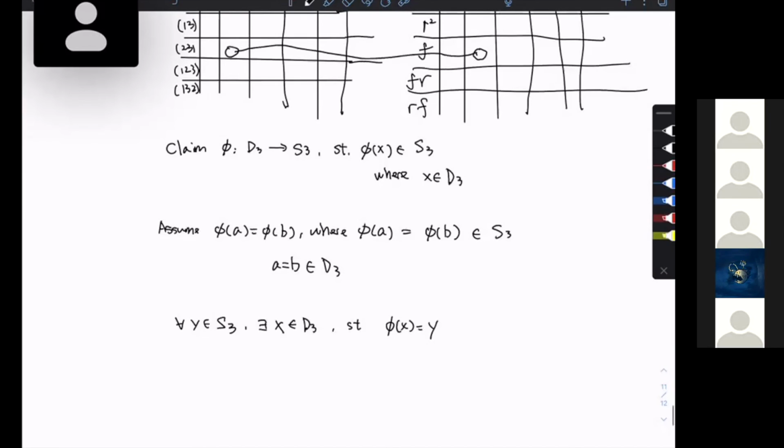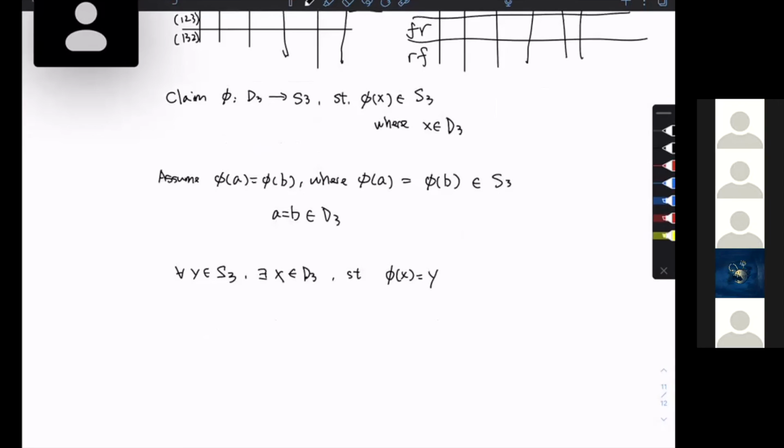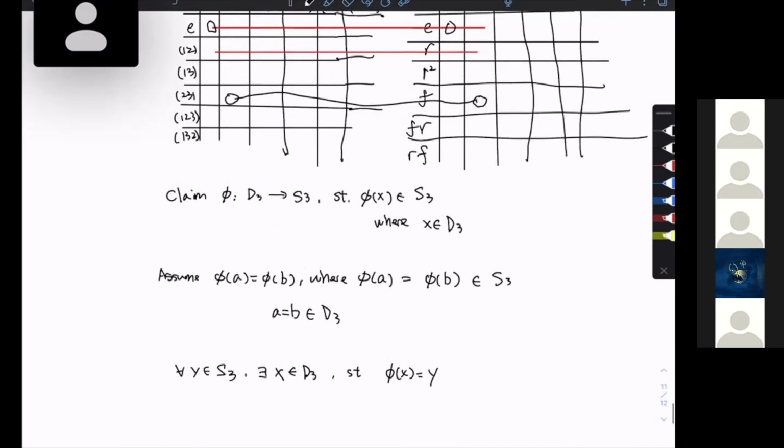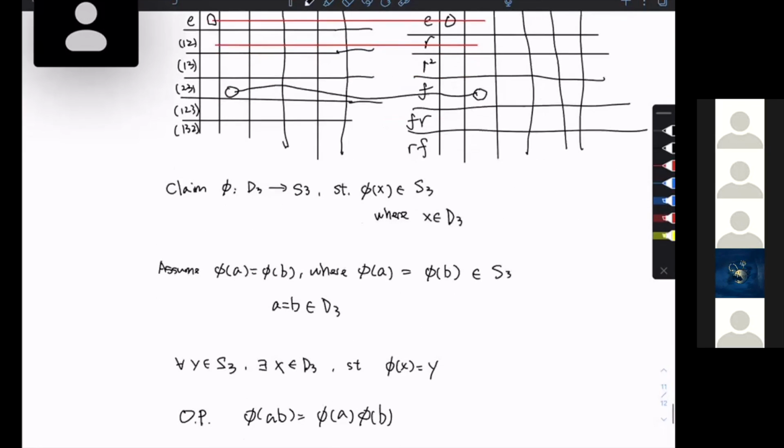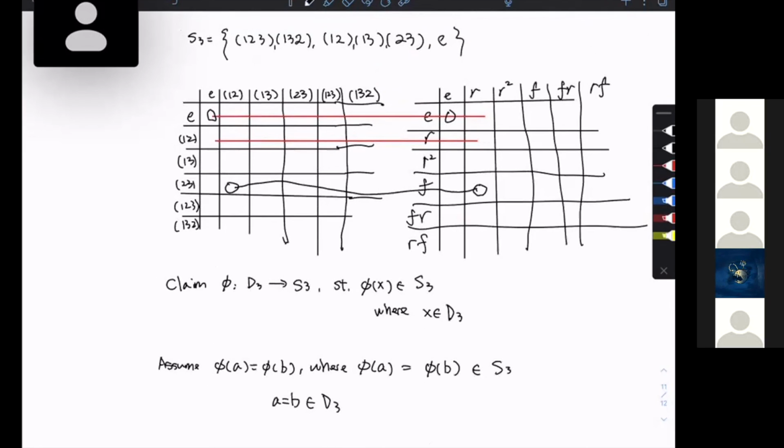The last step is to prove the psi we defined is operation preserving. So for any a, b, psi of ab equals psi a times psi b. So operation preserving: psi of ab equals psi a and psi b. We can also see this from the Cayley table. Say we have, let me clean this one first.